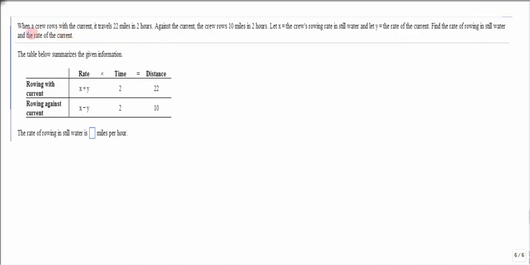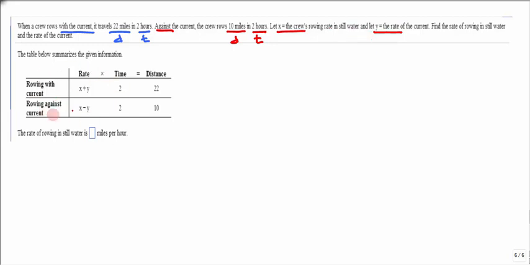It says when a crew rows with the current. So when it's with the current, that means the current is helping you go faster. It travels 22 miles, which is a distance, in 2 hours, which is a time. Against the current, the crew rows 10 miles, which is our distance. So this is against, in 2 hours time. X is equal to the rowing rate in still water. Y is equal to the rate of the current. It says find the rate of rowing in still water and the rate of the current. So we're looking for two different things here.